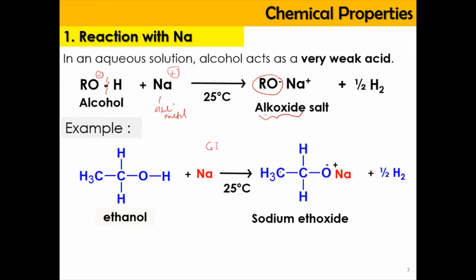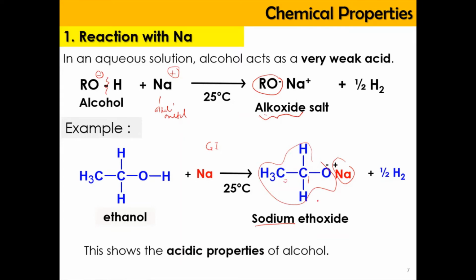So this structure here is known as sodium ethoxide, and here refers to the alkoxide ion, which in this case is known as ethoxide because it has a 2 carbon chain. Okay, and this reaction basically shows the acidic properties of alcohol. So alcohol can react with sodium metal. However, alcohol cannot react with sodium hydroxide. Sodium it can occur, but sodium hydroxide it cannot occur because alcohol is a very weak acid. So the reaction does not proceed.